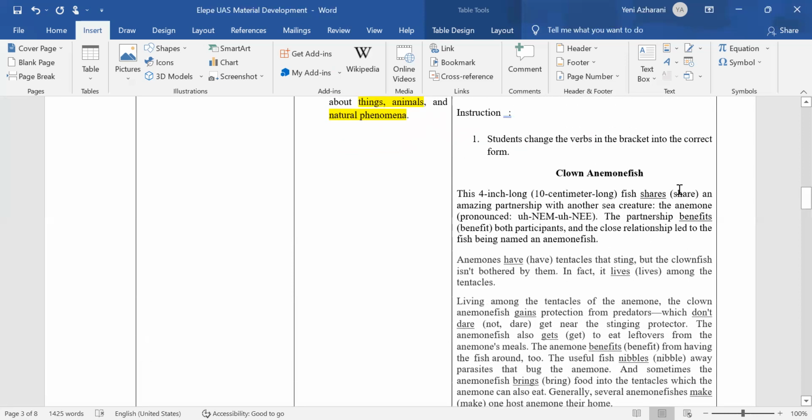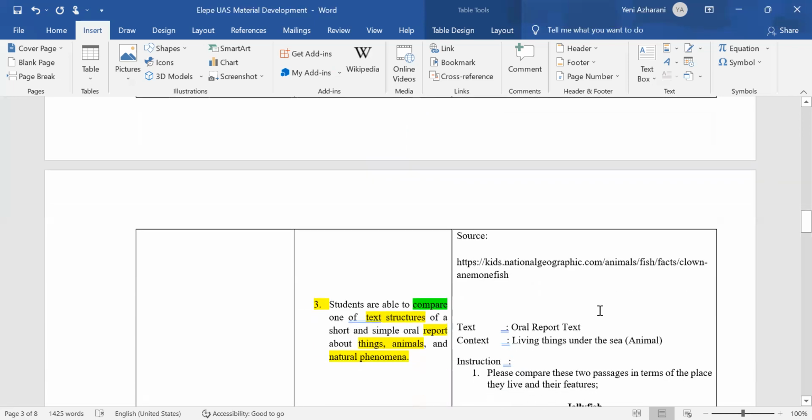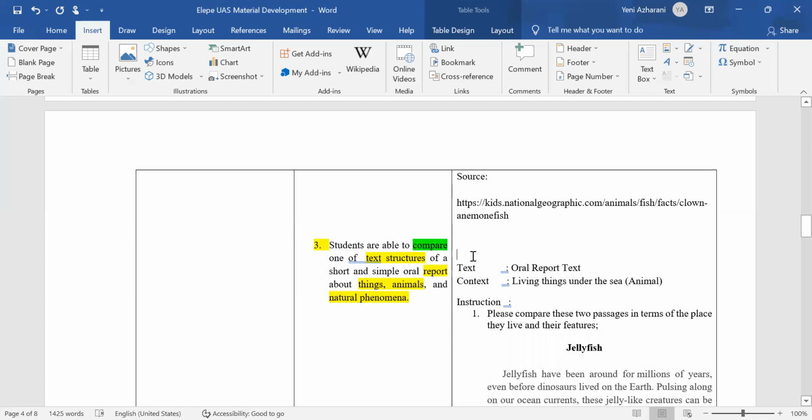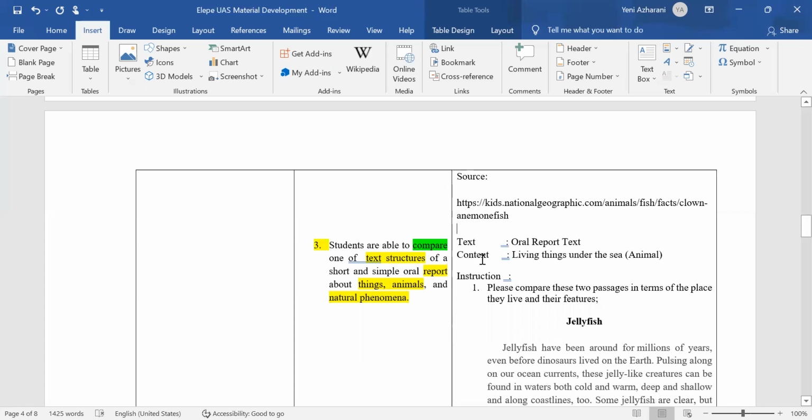Here, the underlined words are the correct words. And then we'll proceed to the third learning outcome. Students are able to compare one of text structures of short and simple report about things, animals, and natural phenomena.